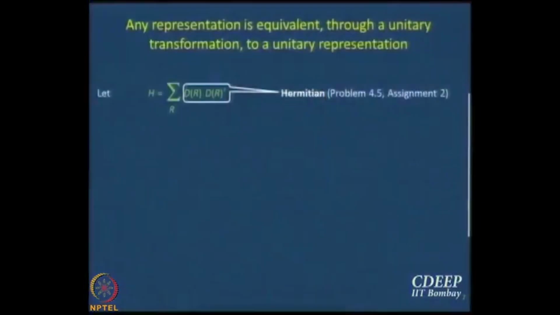There was a problem in the assignment whereby you had to show that this summation over R dr multiplied by dr adjoint is a Hermitian matrix. So, unless we said that you do not have to work this out, you have worked this out. Okay. So, this is a Hermitian matrix, H for Hermitian. Ring a bell? Has somebody worked this out or not? It is not very difficult to work out. If you have not worked it out, please work it out yourself, fine.